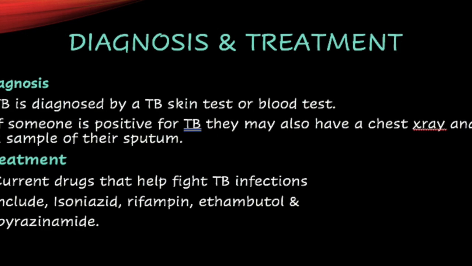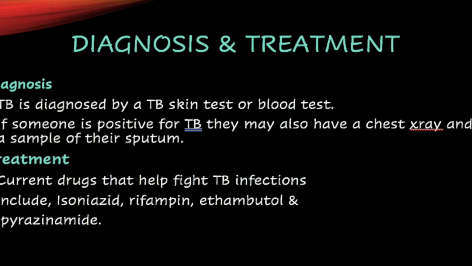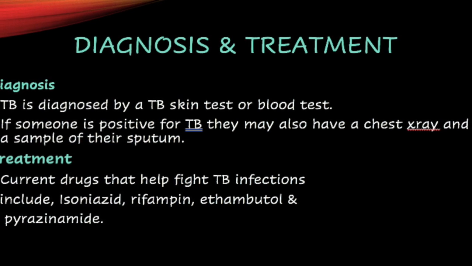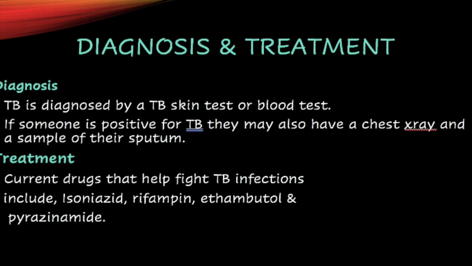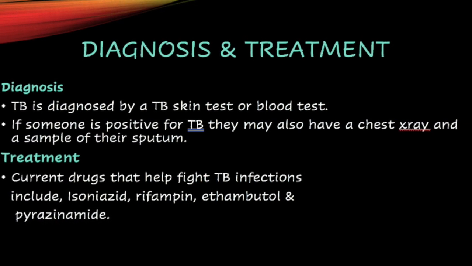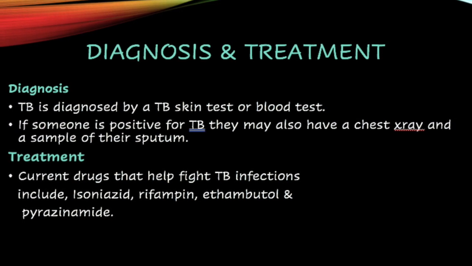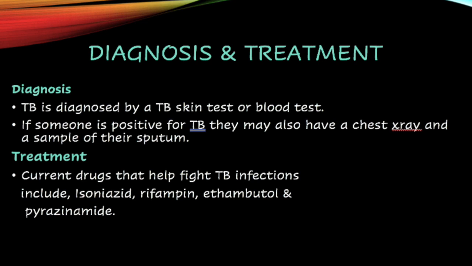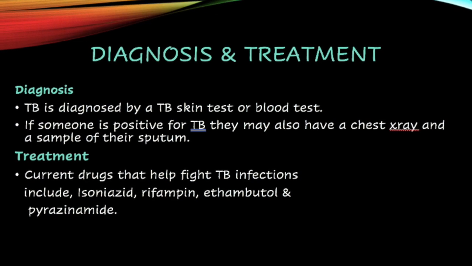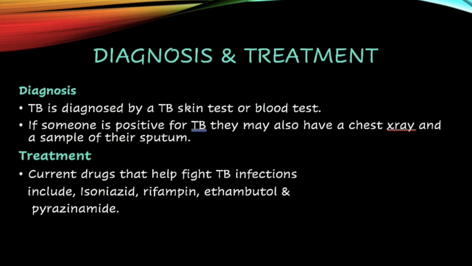So diagnosing tuberculosis is done through a skin test or a blood test. If somebody is positive, they will also have a chest x-ray, and then a sample of their sputum might be taken as well. For the current treatment, there are drugs that fight the TB infection, and like I said before, these should be taken all the way through and don't stop, just like antibiotics. And here's a list of the drugs that they use. There are many different kinds out there, so depending on what you're allergic to or what you can tolerate, those are the ones that you will be taking.